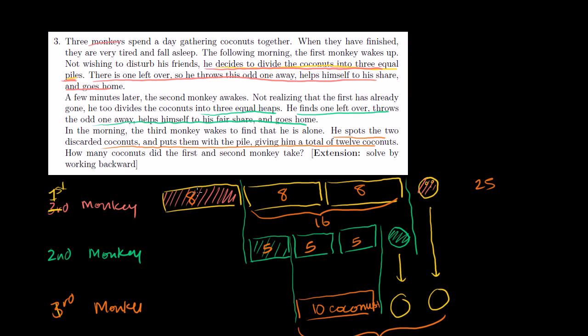This guy took 8. Then we had 16 coconuts, right? He took 8, got rid of 1, so we only had 16 left. The second guy comes along, and he says, OK, I'm going to divide into 3 groups of 5. I have 1 left over. He took 5. Then you had 10 left over, plus the 2 discarded ones was 12.